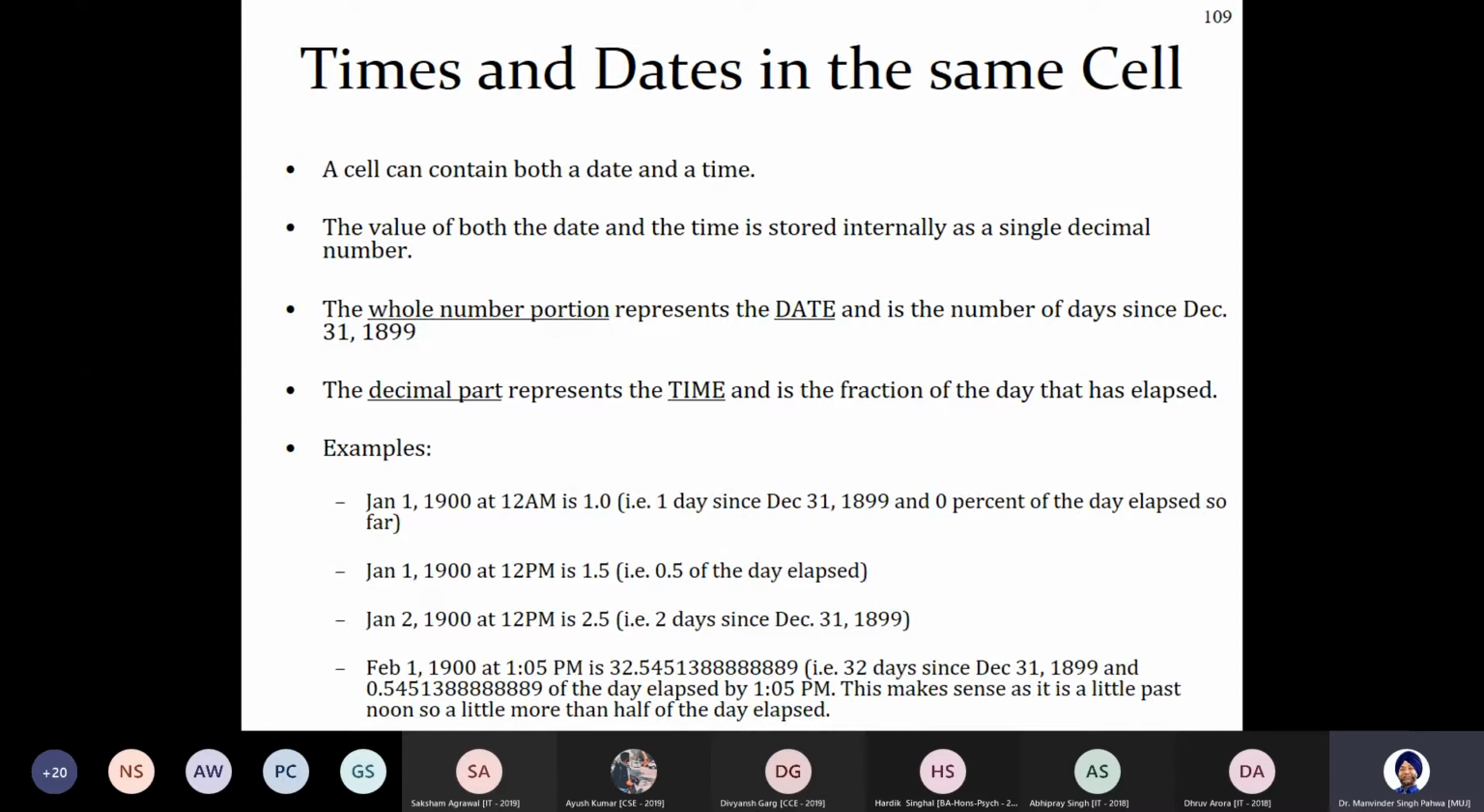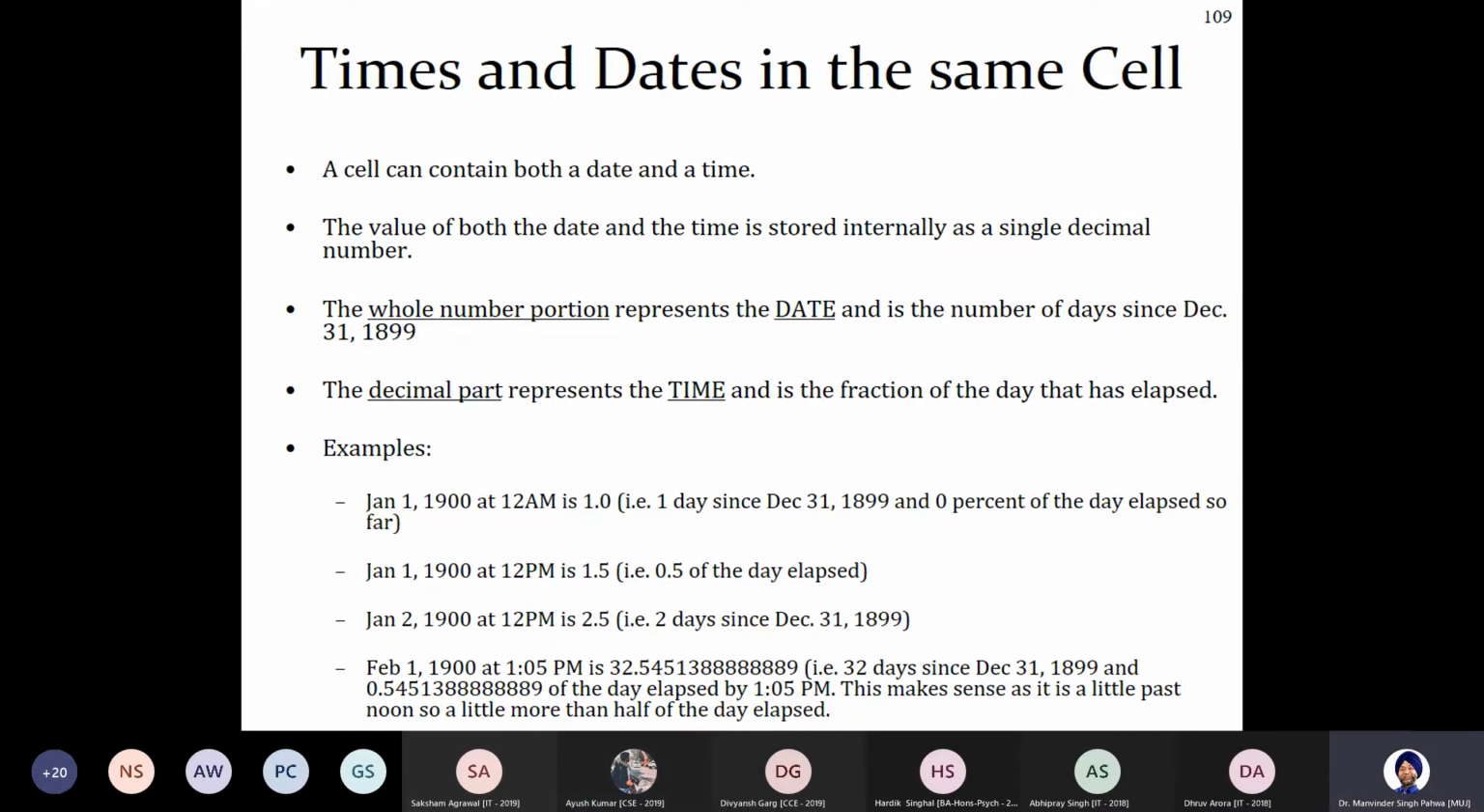Okay, and from there itself, if you put the time accordingly, then it will give that portion of the day which has passed, right? So if you apply it over here on January 1st, 1900 at 12 a.m., it will show you 1. That is 1 day since December 31st, 1899, and 0% of the day has lapsed so far. Okay. Is it okay?